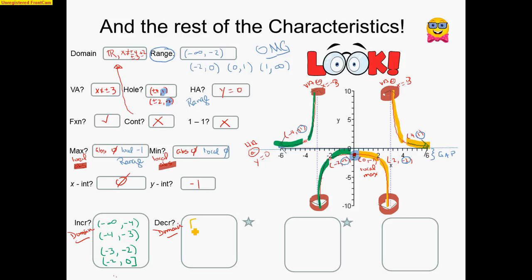From the x-coordinate of the local max to the x-coordinate of the hole where nothing happens, you're going down. From the x-coordinate of the hole where nothing happens to the x-coordinate of the vertical asymptote, swoosh. From the other side of the vertical asymptote, swoosh. Down to the x-coordinate of the hole where nothing happens. From the x-coordinate of the hole, slide.